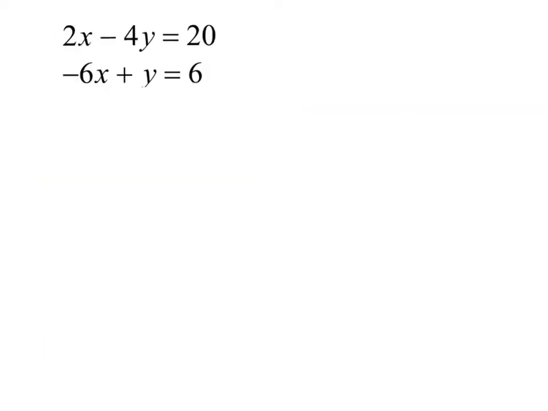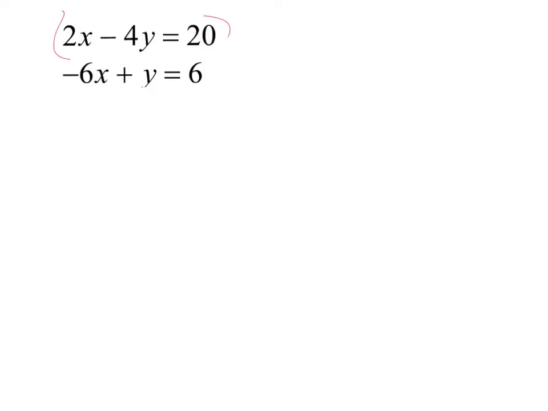Okay, for the next one, I'm going to solve this by elimination. So remember, for elimination, we want to either have opposite coefficients so that we can add the equations together, or we want to have the same coefficient in front of our variables so we can subtract the equations. So for this one, it looks like it wouldn't be too hard to change these, either the x's or the y's, into opposites. I've got 2x and negative 6x. There is a number that I can easily multiply by 2x to give me the opposite of negative 6x.